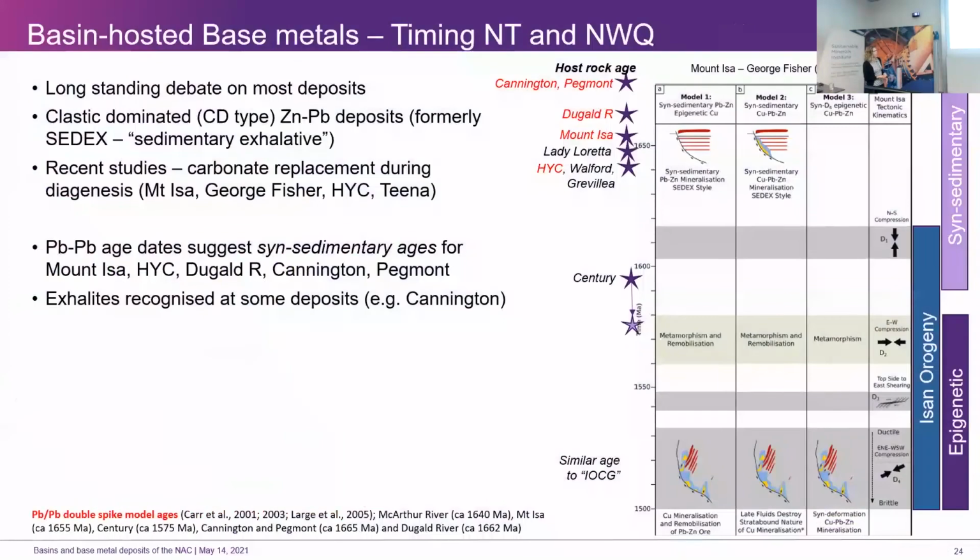So briefly looking at the deposits, and just to highlight a few key things, because there's been so much debate about these deposits for so long, and especially Mount Isa itself, where we have the large copper ore bodies, as well as the lead zinc. And you can see this chart I've taken from a recent paper by Cave and colleagues at Adelaide. You know, there's been the models, is lead zinc early and copper late? Are they both early and then remobilized, or are they both late?